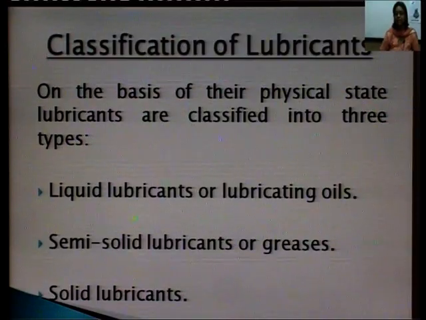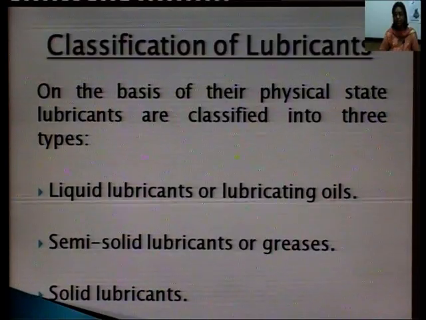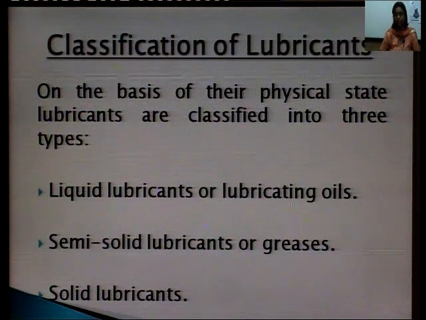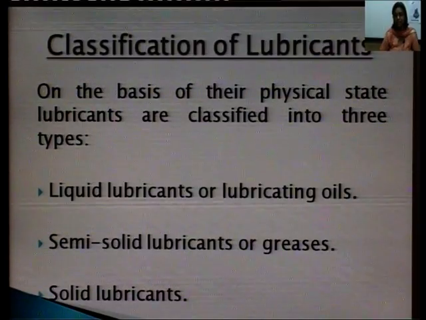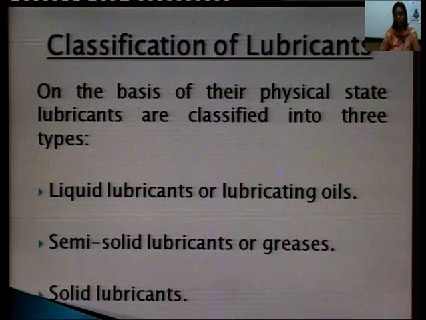Next is classification of the lubricants. Now, if we are using the lubricants to decrease the force of friction, then what type of lubricants can we use? On the basis of their physical state, lubricants are classified into three types. First is liquid lubricants or the lubricating oils. Second is semi-solid lubricants or greases, and third is solid lubricants. So, it means we have liquids, that is oils, semi-solids, that is greases, and third solids or the powders.